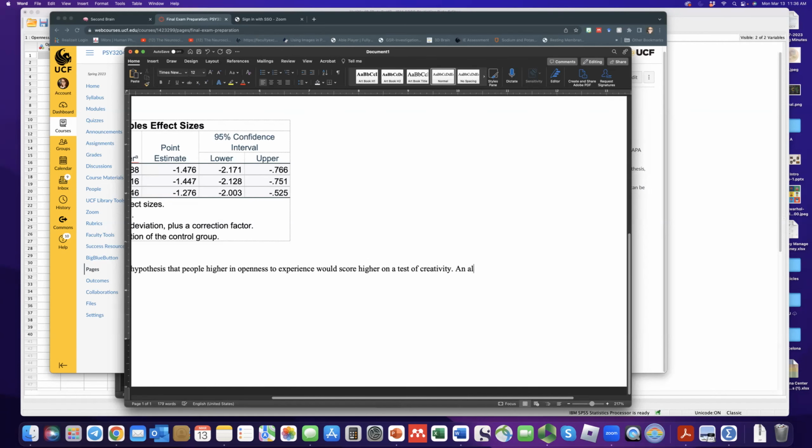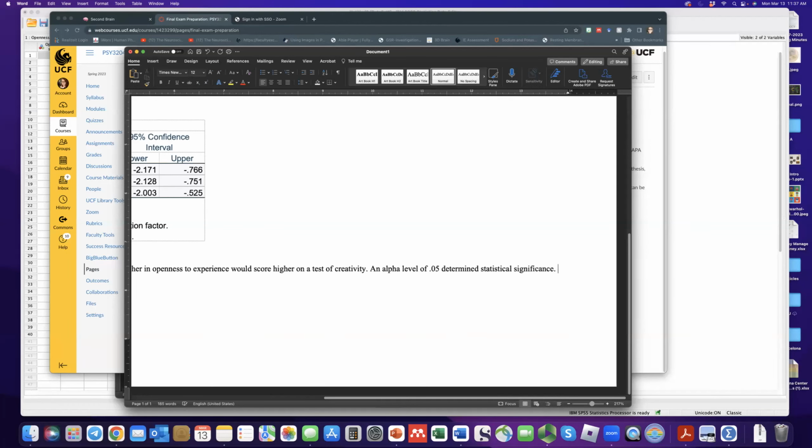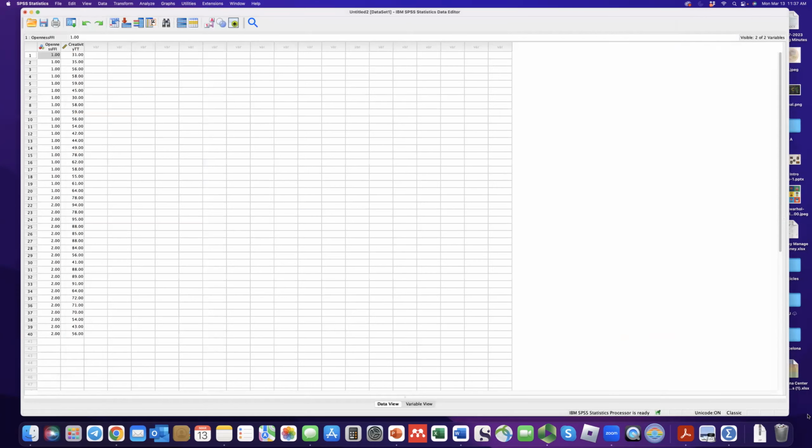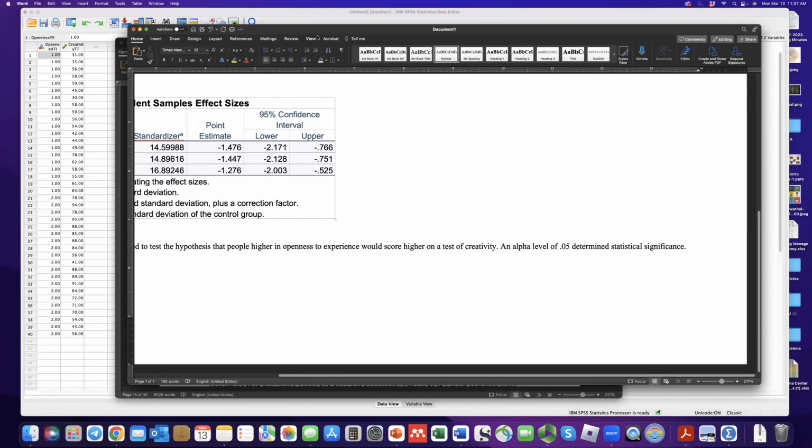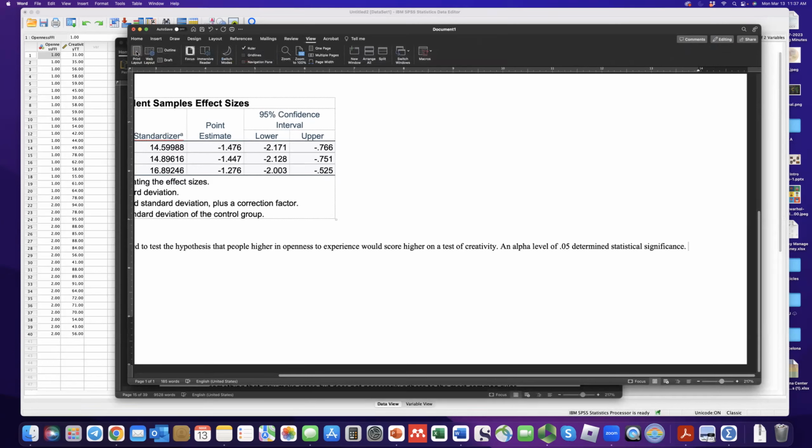And alpha, you always need to do your alpha level of 0.05 to determine statistical significance. Right, thank goodness for autocorrect, huh? Sorry. I don't know why it looks like this. Whatever. Okay.